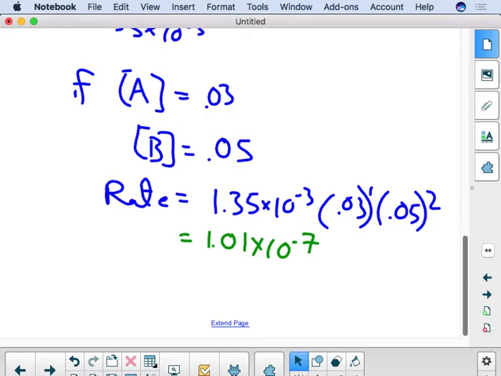So, right now, you and the person next to you are looking at this reaction and trying to determine the exponents x and y. Understand? We're finding x and y.